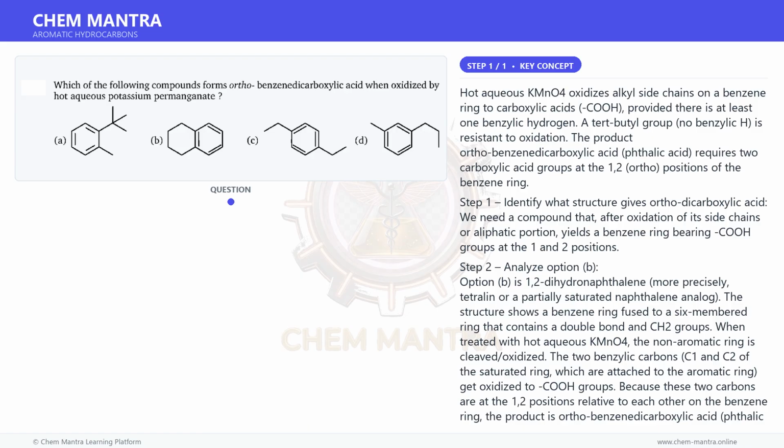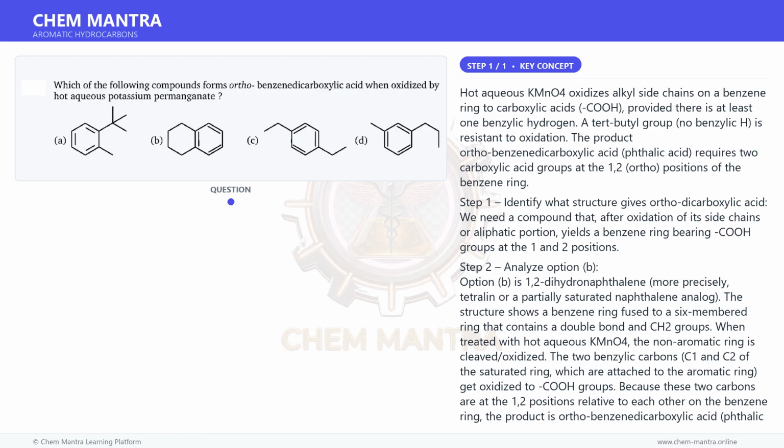The two benzylic carbons, C1 and C2 of the saturated ring, which are attached to the aromatic ring, get oxidized to COOH groups. Because these two carbons are at the 1,2 positions relative to each other on the benzene ring, the product is ortho-benzenedicarboxylic acid, phthalic acid. This is the correct answer.